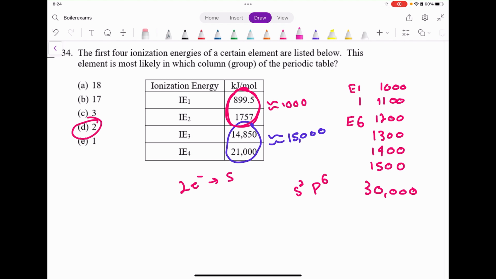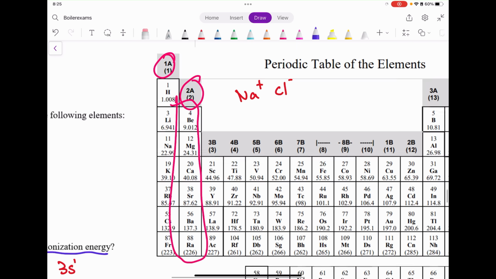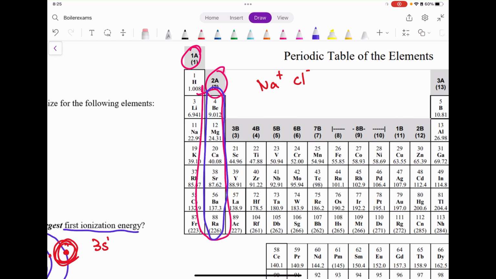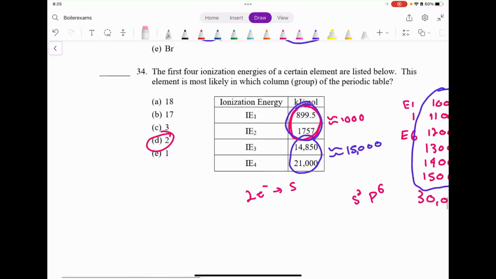So you got to look at which of these are similar energy, because that's telling me those electrons are in the same orbital. And because I have 2 of them, I know the only orbital that has 2 electrons in it is the s. And elements with 2 electrons in the outermost s orbital are only column 2 elements. So yes, there we go.